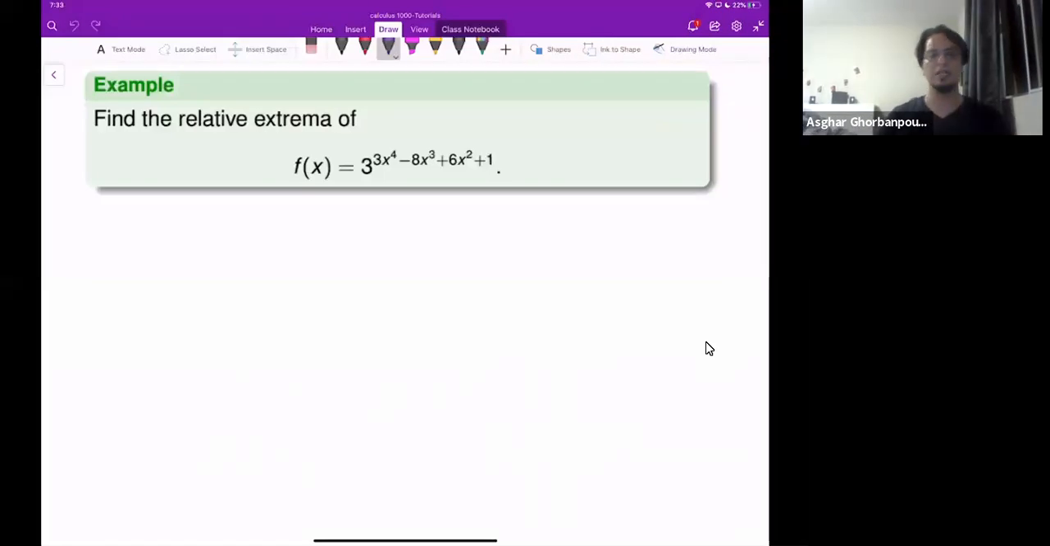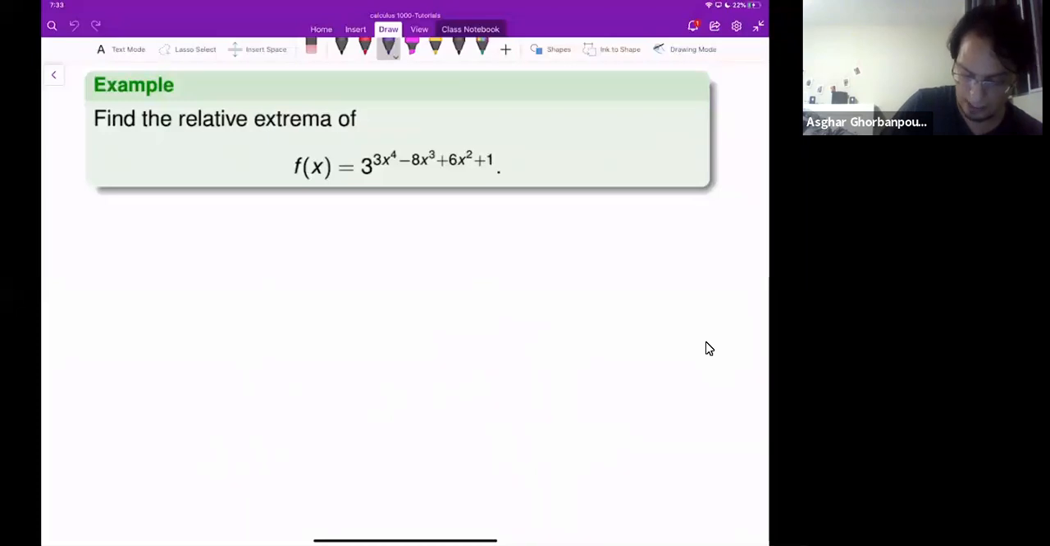So the question asks for finding relative extremas of the given function. We will use the first derivative test again. So it means that we are interested in first finding critical points of the function. Then using first derivative test, we will determine which one of these are going to give us some relative max or relative min.